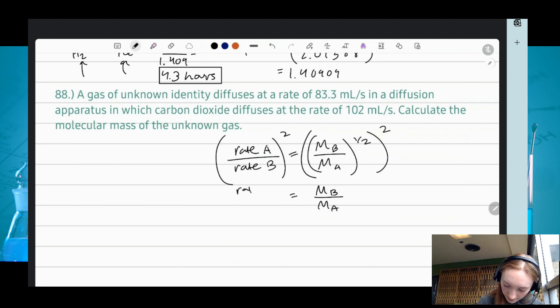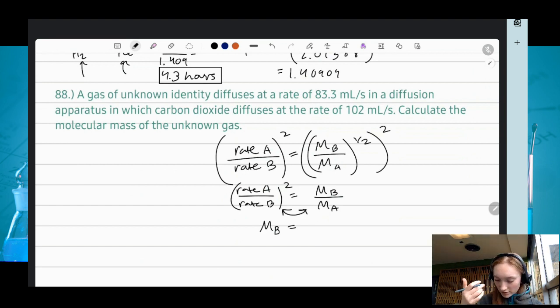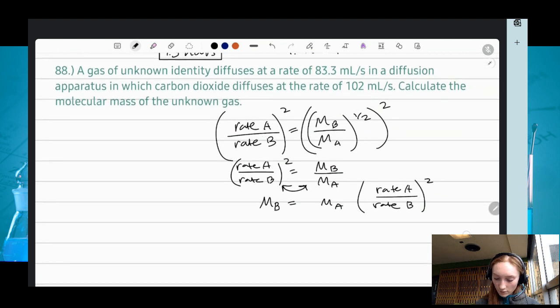And then rate A divided by rate B raised to the power of 2, and then we multiply both sides by MA. So MB, I'm just going to switch sides so we are solving for MB on the left. We will get MA times rate A divided by rate B, squared. Now we can just plug in everything and solve for the unknown molar mass. The molar mass of carbon dioxide is going to be 44.01. The rate A is 83.